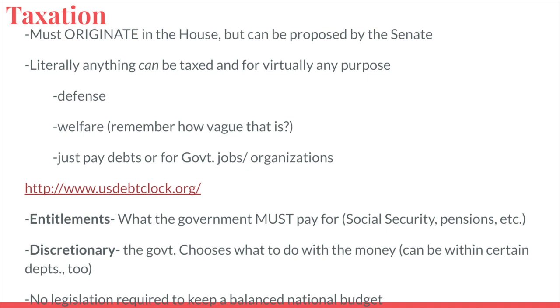But if you're a senator and you really want to deal with tax legislation, you can do that, but you're going to have to find somebody to work with in the House, and they're going to be the ones that are going to have to put their John Hancock on the bill to start it off.